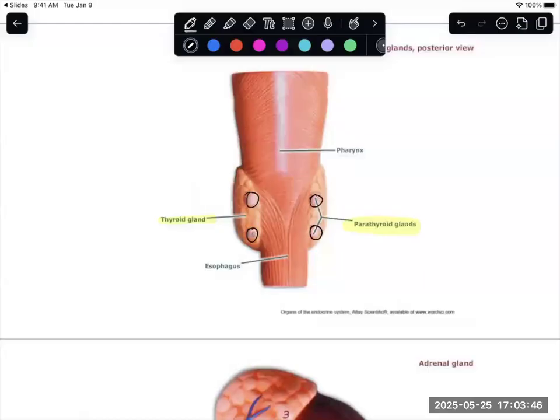I mentioned antagonistic, so calcitonin lowers your blood calcium level. Those are antagonistic because they work opposite. Parathyroid raises, calcitonin lowers. So they're trying to maintain that calcium level within a very narrow range that our body needs to function.